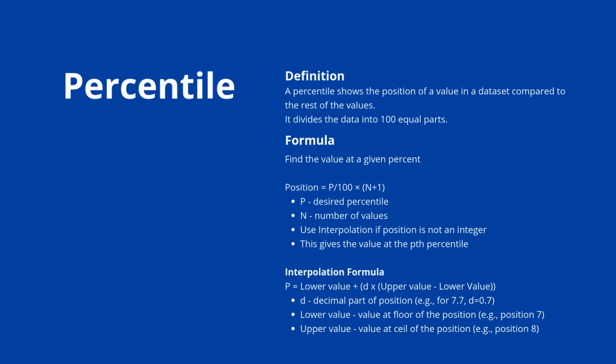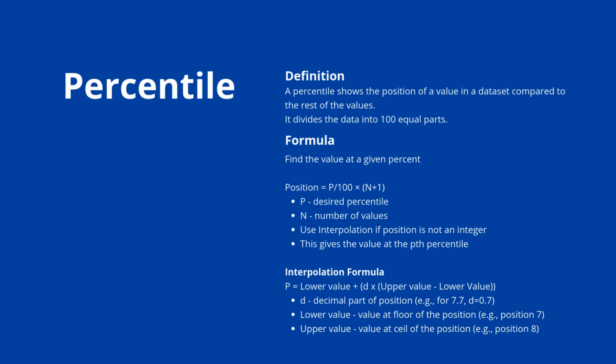So, this is the formula to calculate a percentile. Here we have position equals p divided by 100 times (n plus 1), where p is the desired percentile and n is the number of values in the data set. We can use interpolation if the position is not an integer value. So if it is a floating point or decimal value, we can use an interpolation formula.